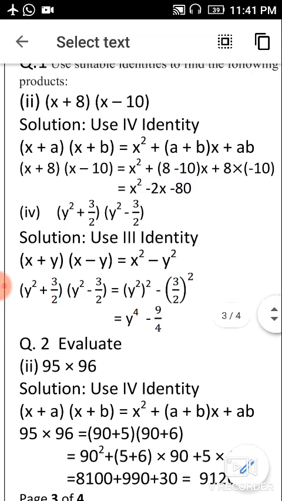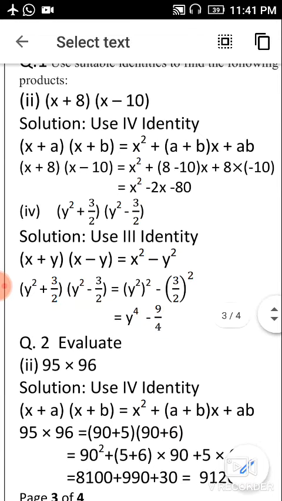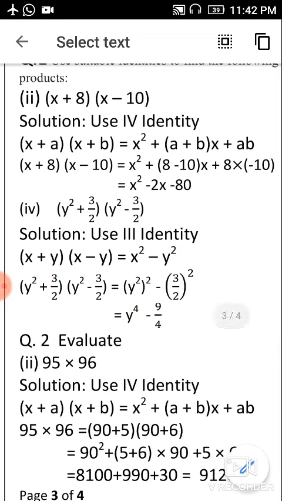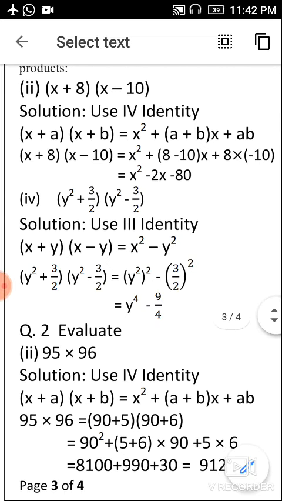So use the fourth identity: x plus a into x plus b equals x square plus a plus b into x plus ab. So multiply that: x square plus 8 minus 10, because 8 and minus 10 are the values of a and b, plus 8 into minus 10. x square, 8 minus 10 is minus 2x, minus 80, that is the answer.